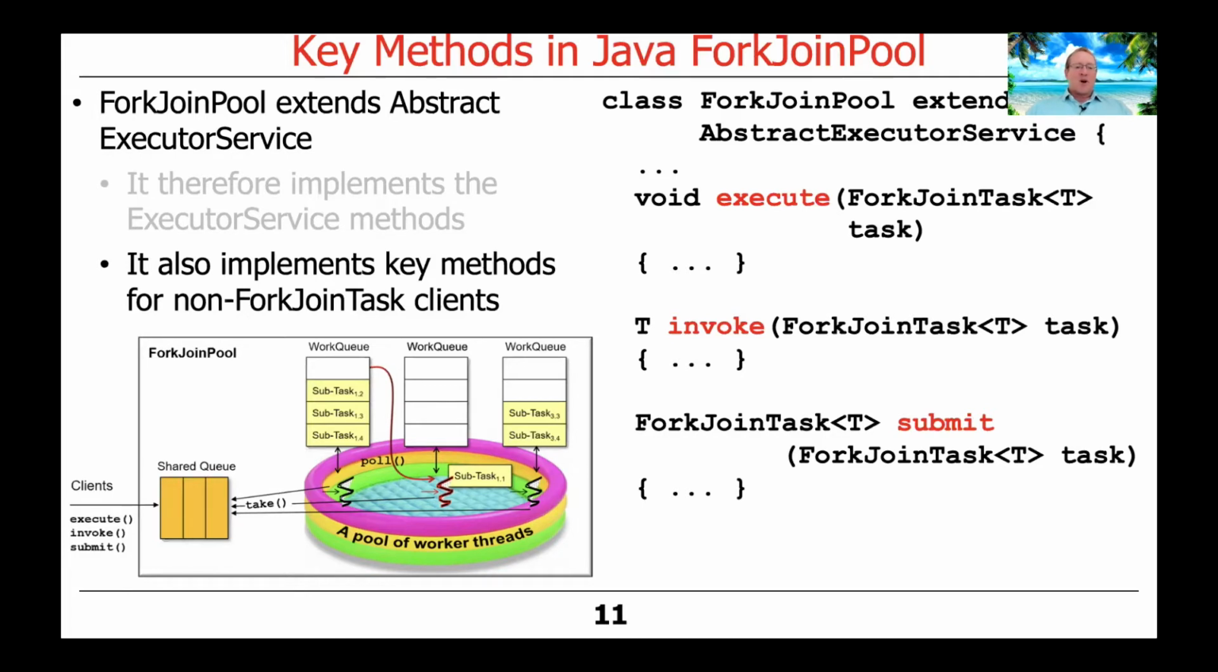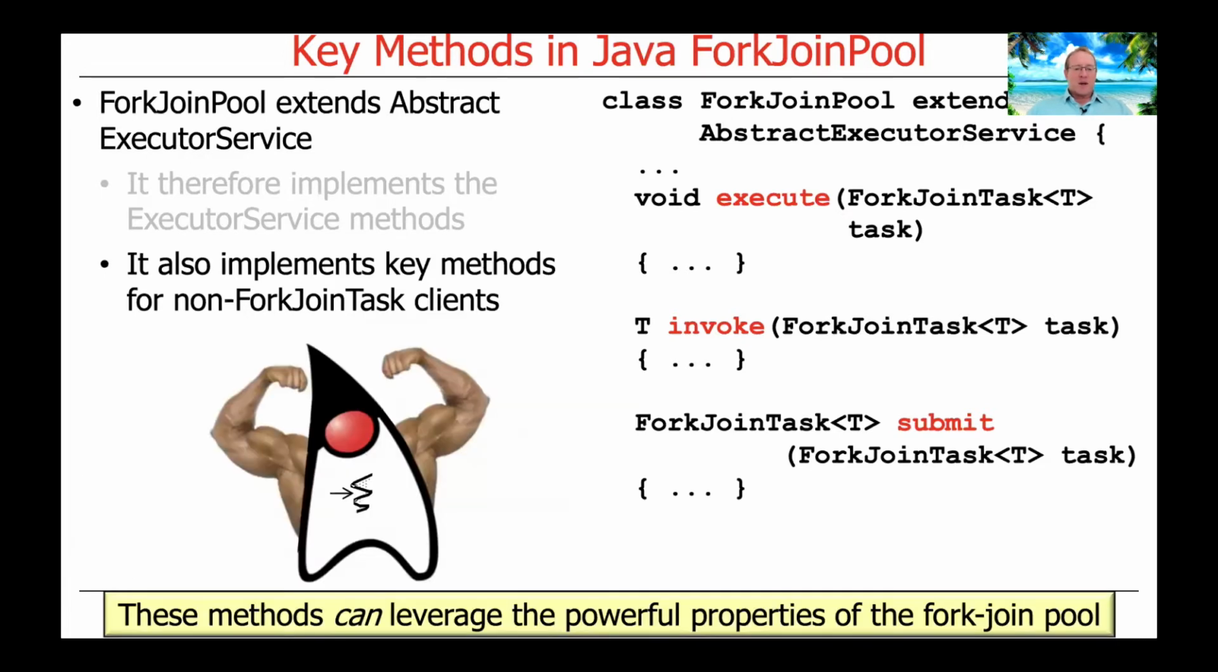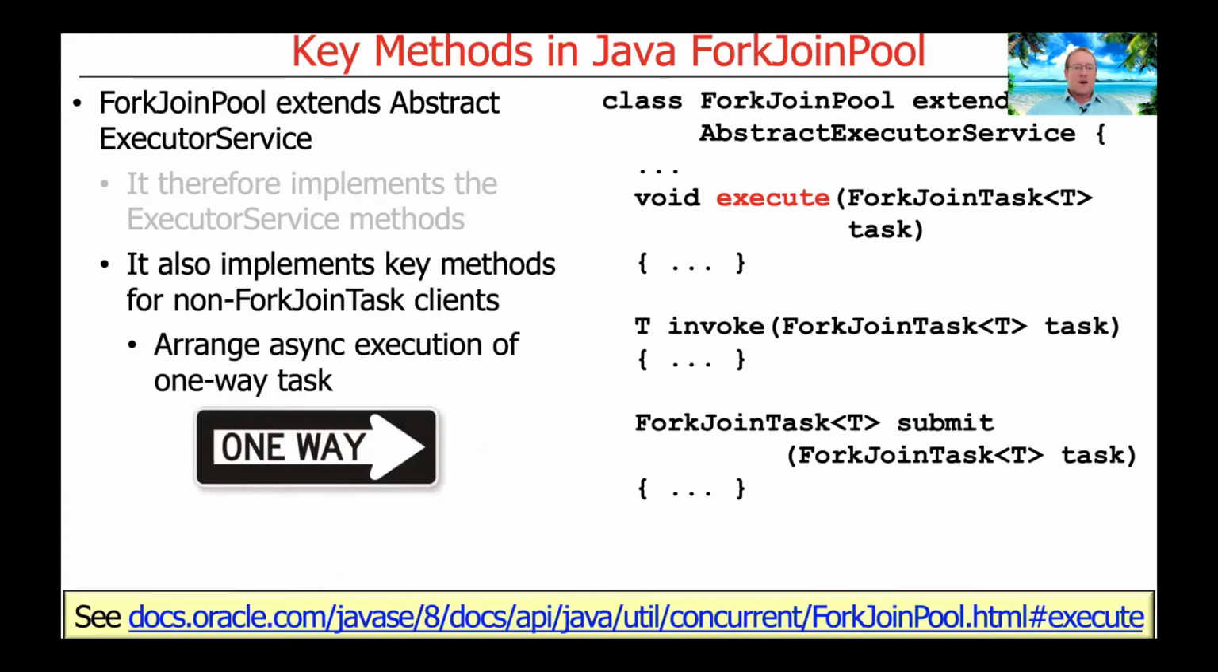And as we talked about before, as you can see here, the clients can invoke these methods and they store the fork join tasks that are passed in a shared queue, and then threads inside the fork join pool will pull the fork join tasks off the shared queue and then start the whole process of running them in the context of the work stealing fork join pool semantic mechanisms. And of course, because of this, these methods can leverage the very powerful properties of the fork join pool.